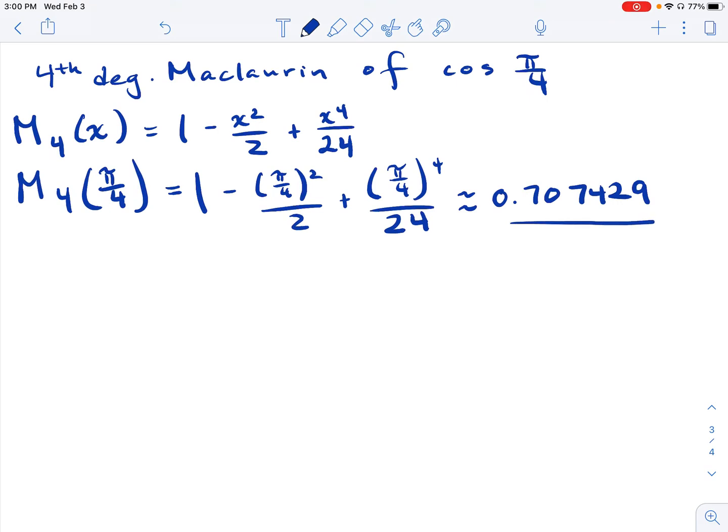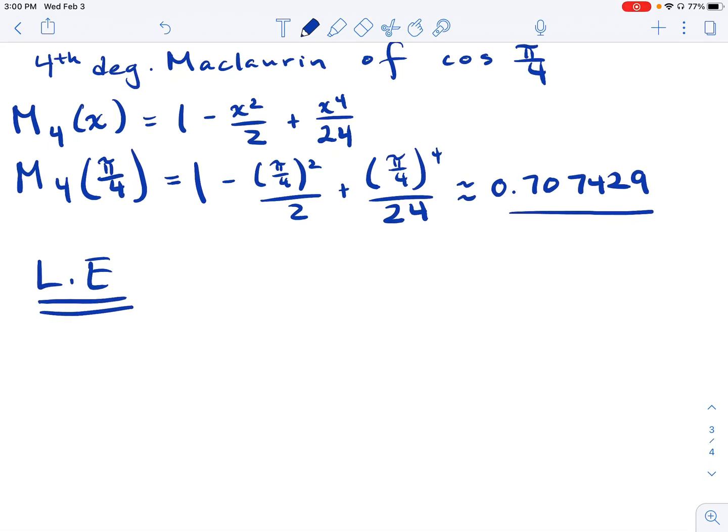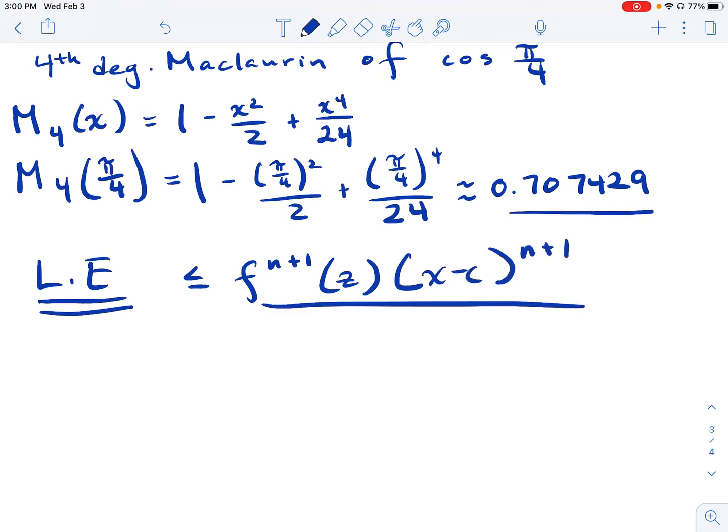Now, the next part is for us to think about how we can find the error of the series. So we're going to say, all right, now let's find the Lagrange error. Okay, so let's find the Lagrange error, and I'm just going to write LE for short. So the Lagrange error bound says that this error is going to be less than or equal to the n plus 1 order derivative, or the next unused term, evaluated at some z times x minus c to the n plus 1 power all over n plus 1 factorial.